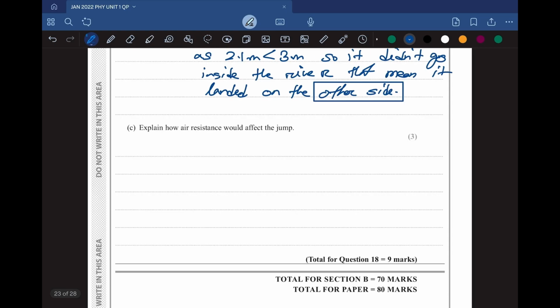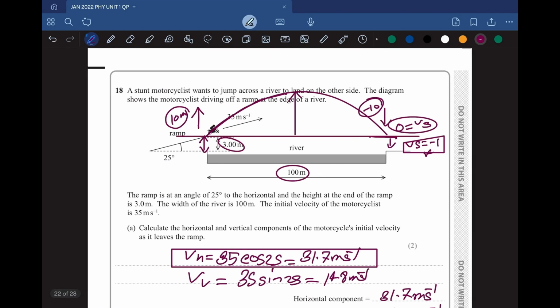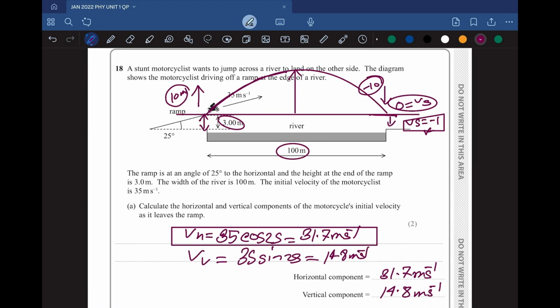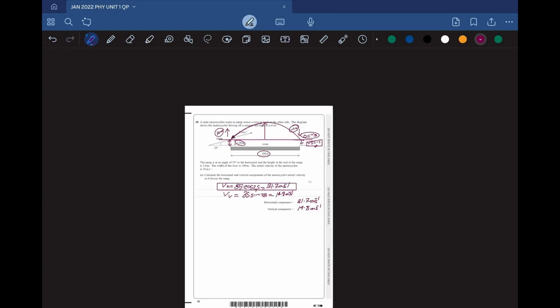Now the next part says explain how air resistance would affect the jump. This is a very important question which is more or less common in exams of projectile motion. This is another typical question that comes, not in every exam actually, but in most cases this is the question that they ask, how air resistance will affect. Now let's go through it.